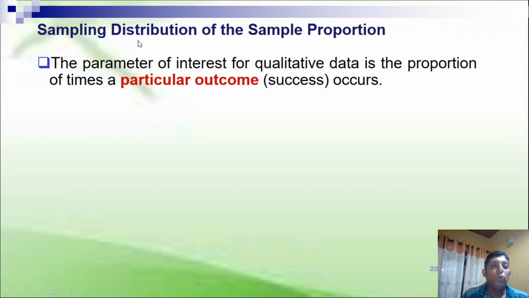Now we can move to the next part. Earlier we discussed the sampling distribution of the sample mean under the two cases, sampling from a normally distributed population and sampling from a non-normally distributed population. Now here we can discuss the sampling distribution of the sample proportion. Here, of particular interest for qualitative data is the proportion of times a particular outcome, success, occurs. A particular outcome can be defined as the success, and we focus on the number of successes obtained as a ratio.